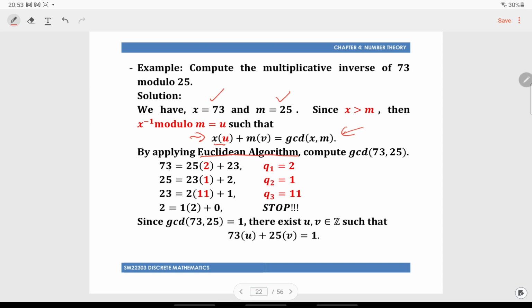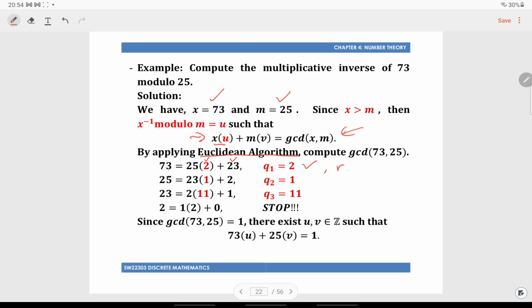So we have 73 divided by 25. The quotient equals 2. The remainder equals 23. So take note about the quotient, not the remainder. When we wanted to find the GCD, in the previous lecture, I told you to take note about the remainder. But this time we are looking for the quotient because the extended Euclidean algorithm needs the quotient values as part of the input. So we take note the first quotient equals 2.